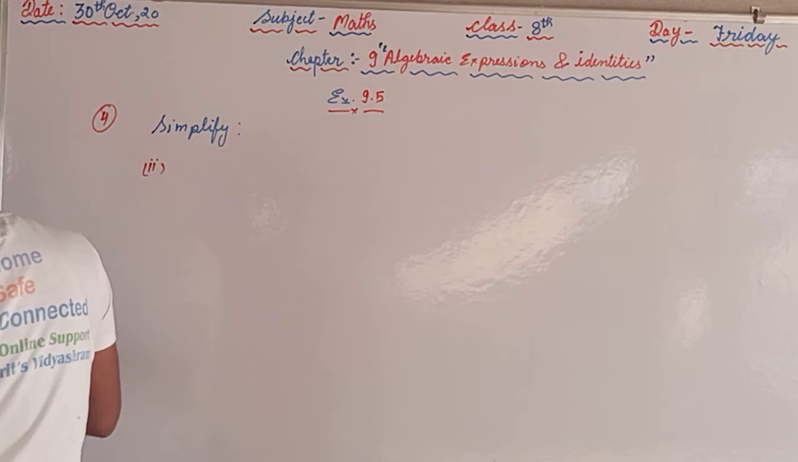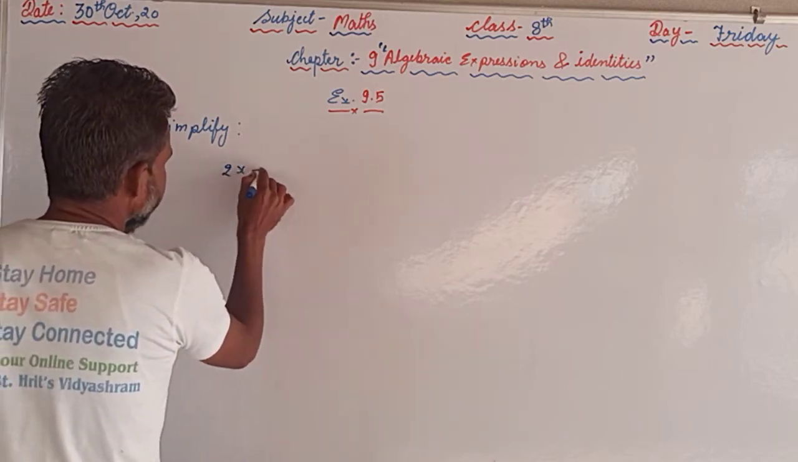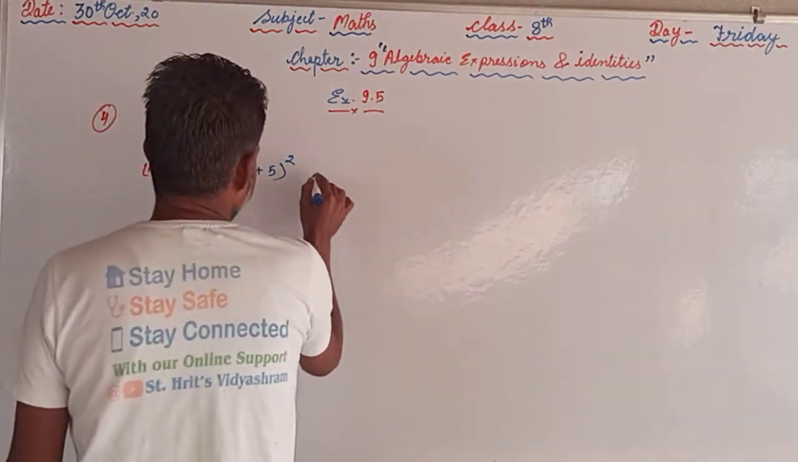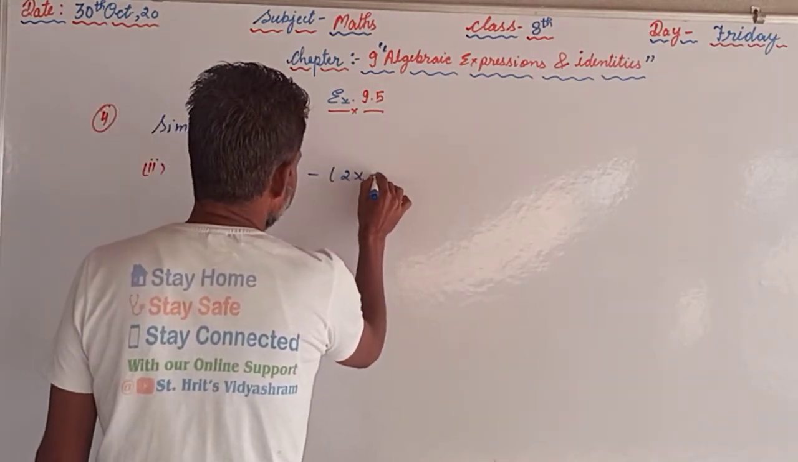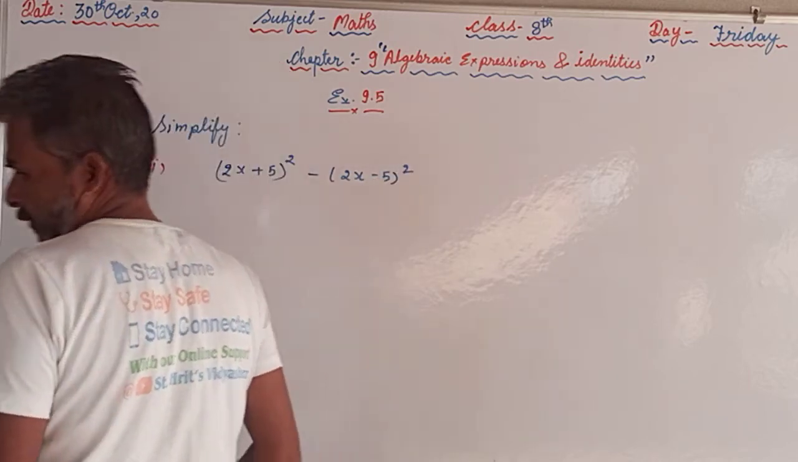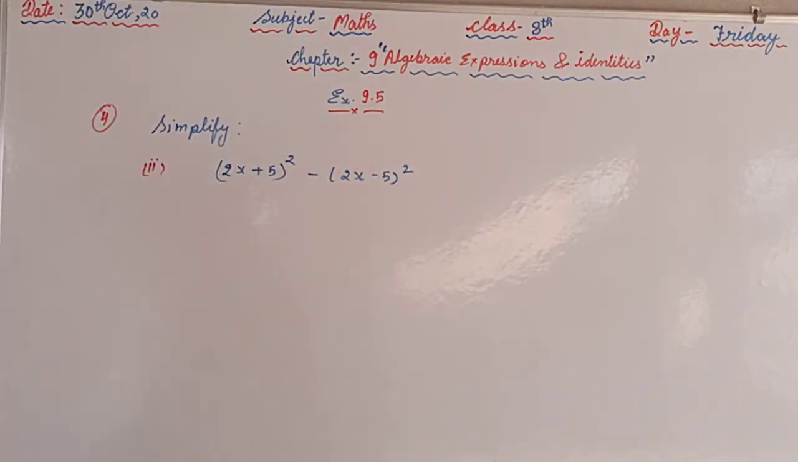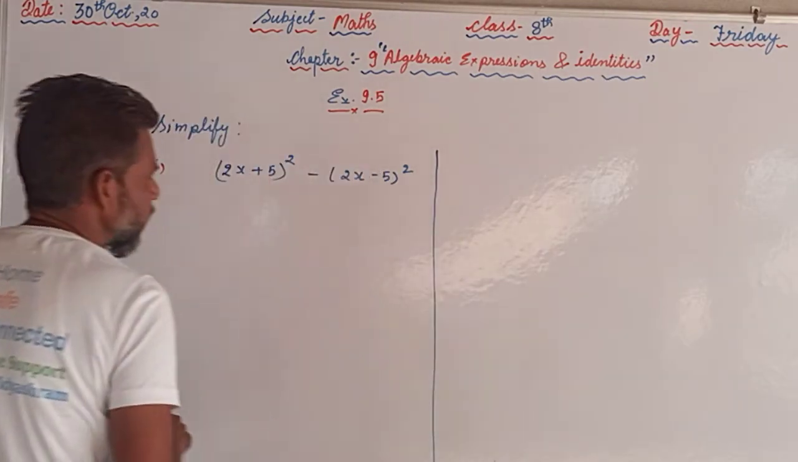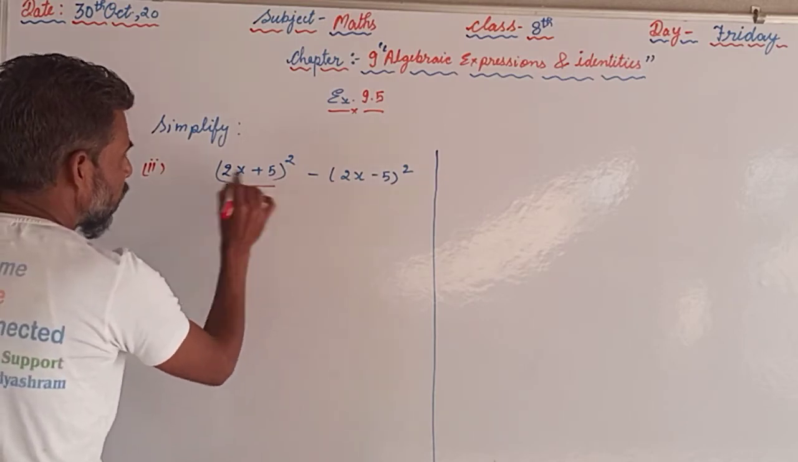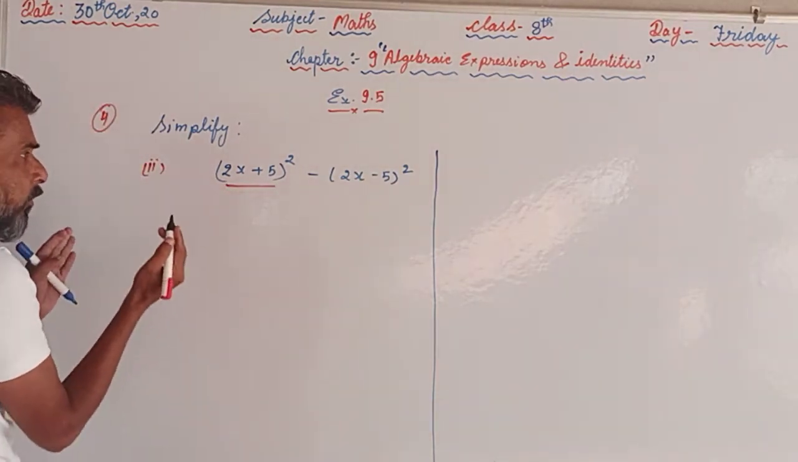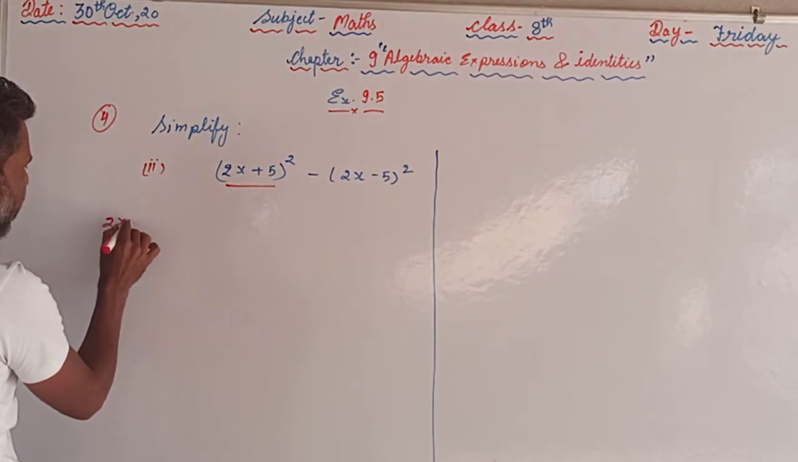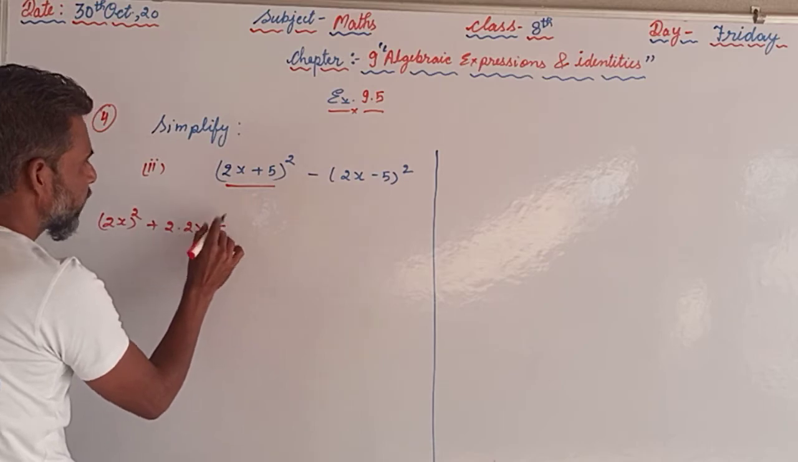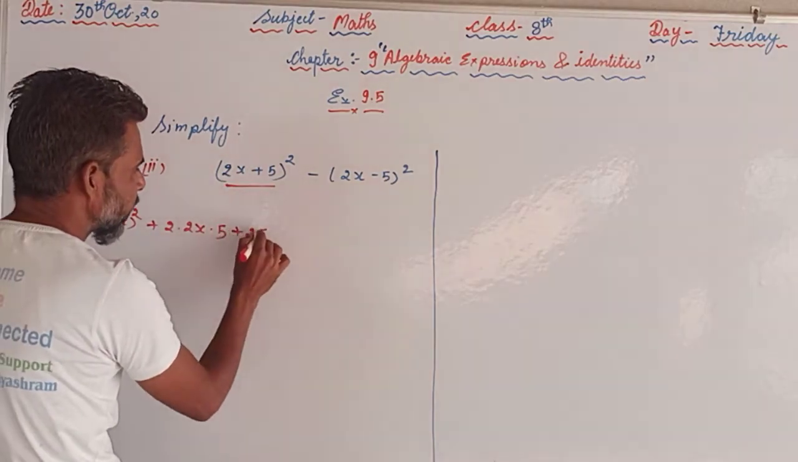Part second, that is (2x plus 5) whole square minus (2x minus 5) whole square. This we can solve by two methods. The first method is to open it using the identity (a plus b) whole square. So that becomes (2x) square plus 2 into 2x into 5, that is 2ab, plus b square, that is 25, and then minus.